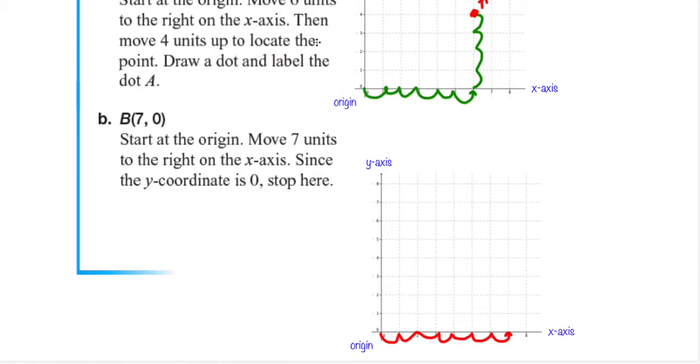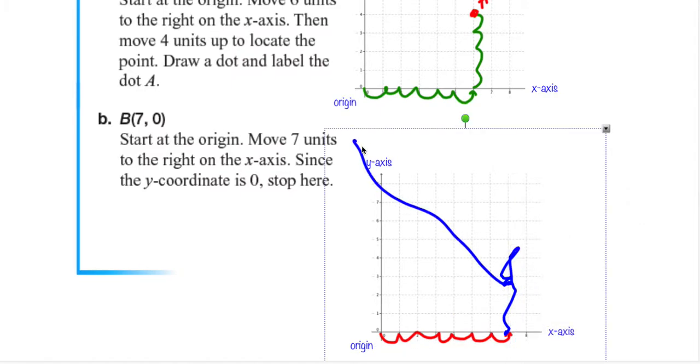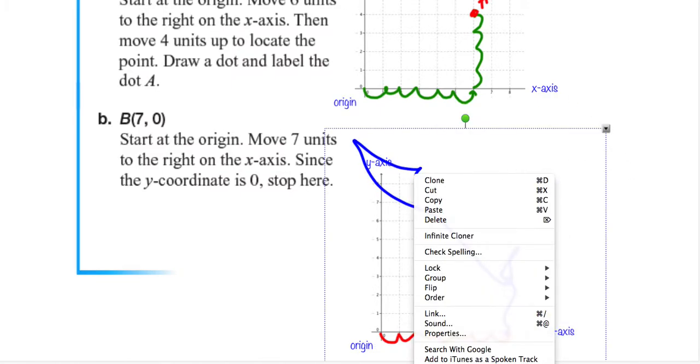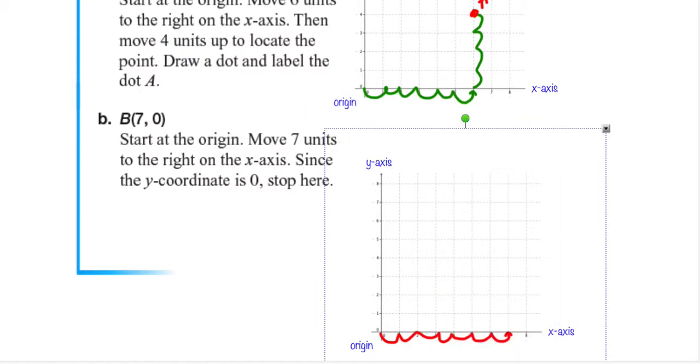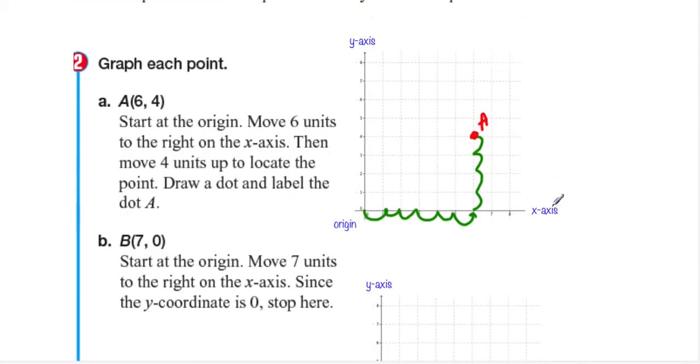Okay, draw a dot and label it point B. So we stop there, draw a dot. Oh, are you kidding me? Let me undo that. Okay, draw a dot and label it point B. There you go. So that is now (7, 0). And this is (6, 4). Right there.